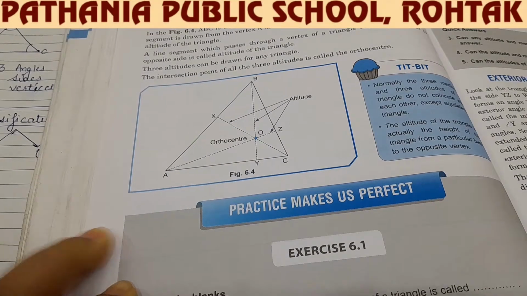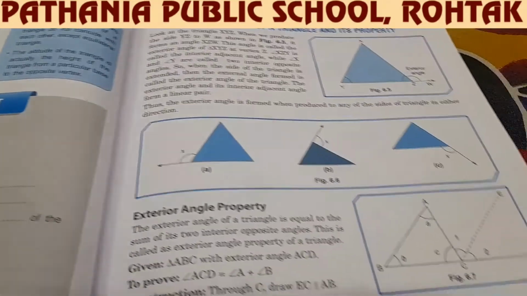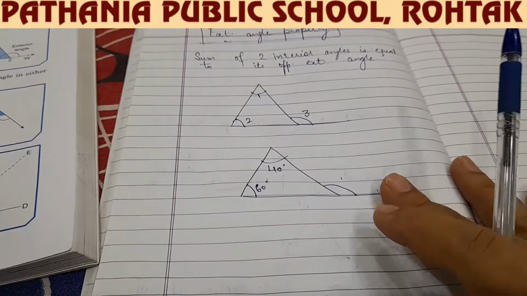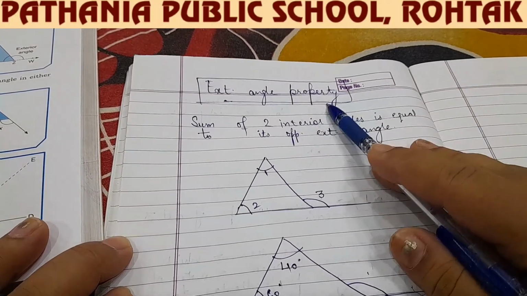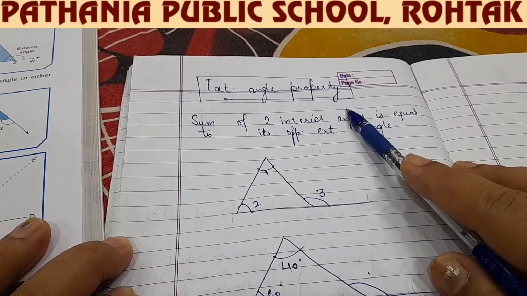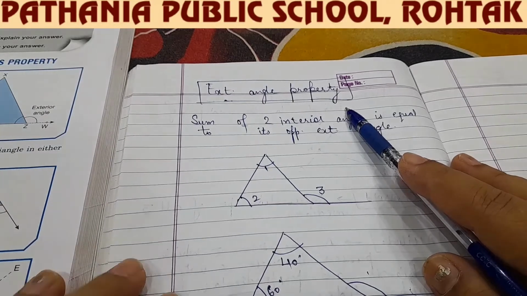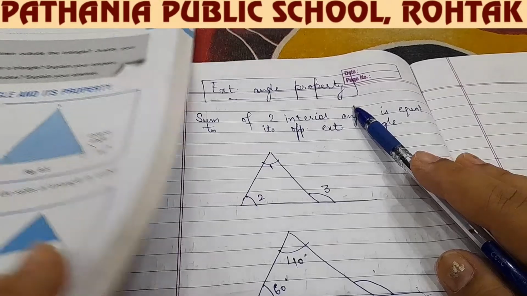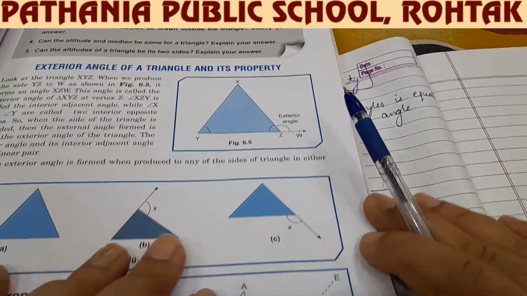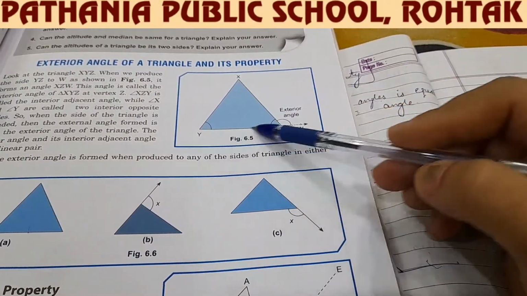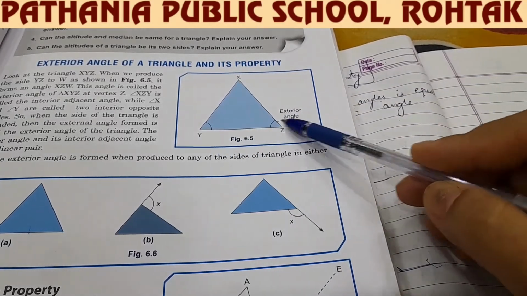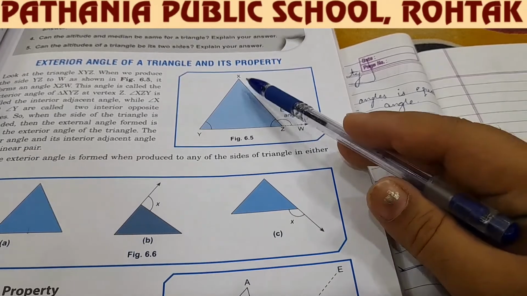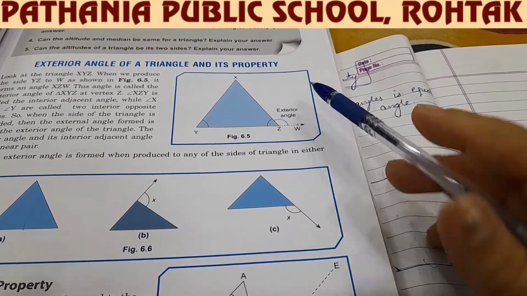Okay. Now coming on to the next point, which is exterior angle property. What is exterior angle property? First of all, what are exterior angles? Before telling you exterior angle property, you must know what exterior angles are. Beta, exterior angles are those angles which are outside the triangle. See, this is triangle XYZ. So this is an exterior angle. This angle is outside the triangle XYZ. So this is called an exterior angle.